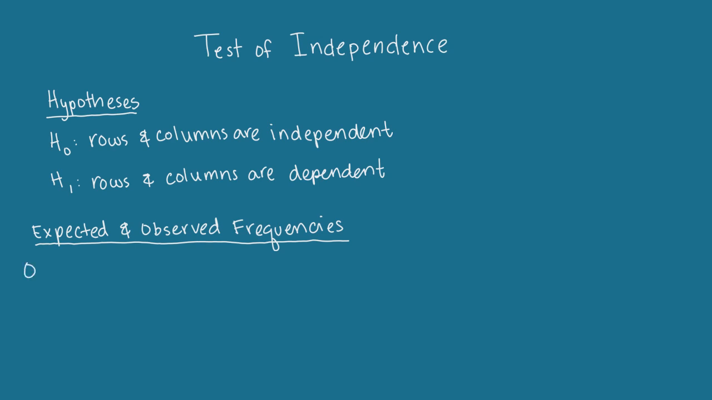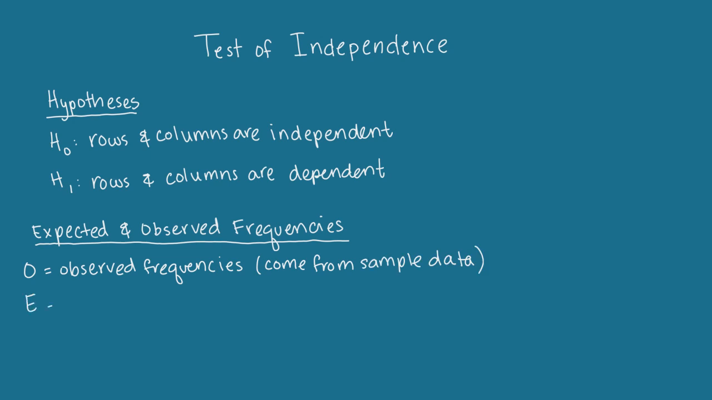Now, in order to do a hypothesis test for independence, we need to look at our observed values. Those are what we collect in our contingency table from our random sample, and we need to compare them to our expected values. So we have observed and we have expected frequencies. Again, our observed values come from our sample data, while the expected frequencies are often calculated.